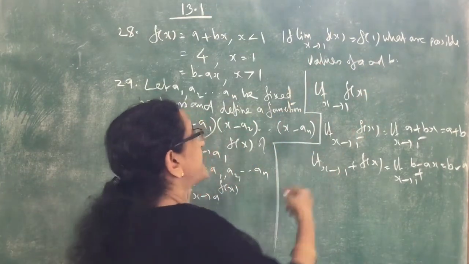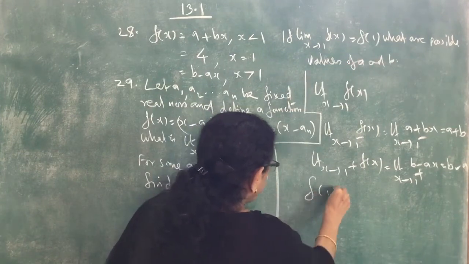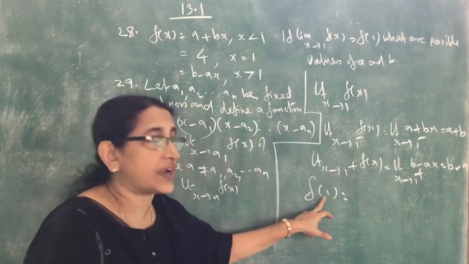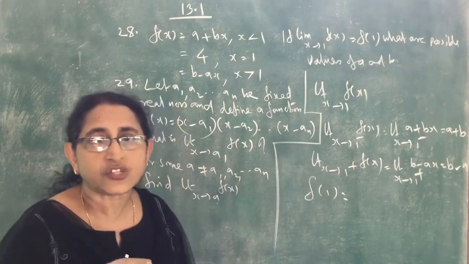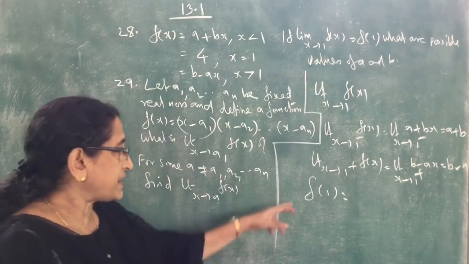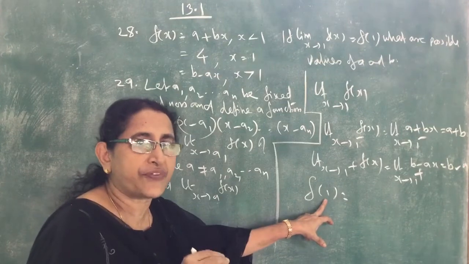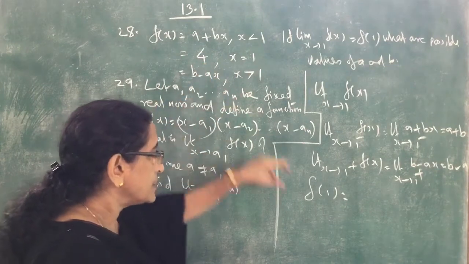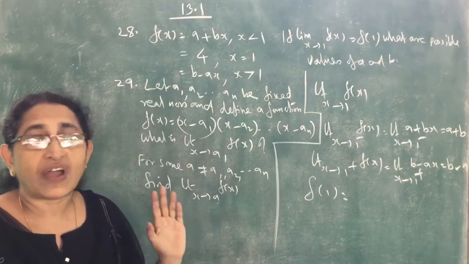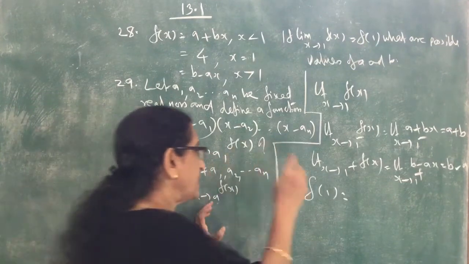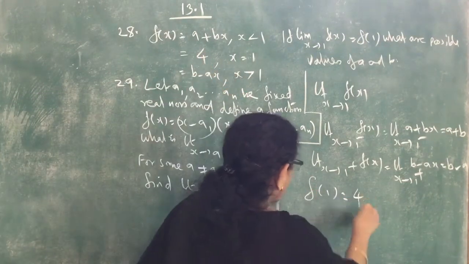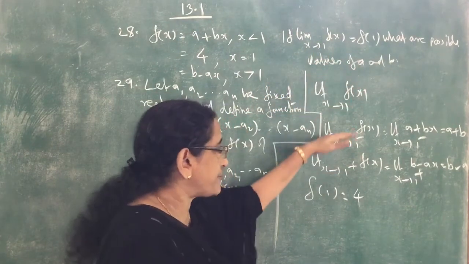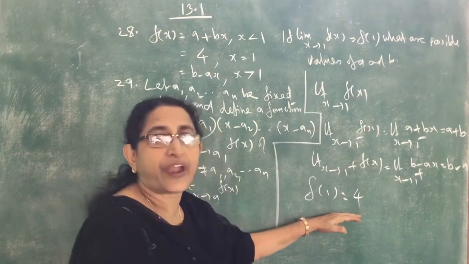Then we can find the right side, f(1). f(1) means the value of the function f(x) when x is equal to 1. In the case of the limit, x is not equal to 1, x tends to 1. But f(1) means the value of the function when x is equal to 1. So when x is equal to 1, f(x) is equal to 4. So f(1) is equal to 4. Since the limit equals f(1), the left limit and right limit both will be equal to f(1).